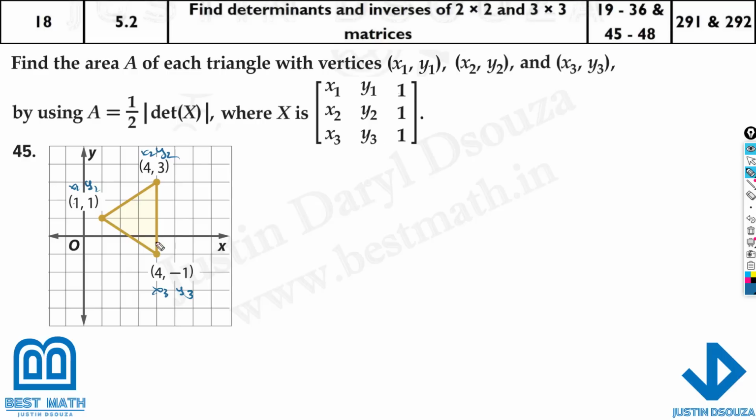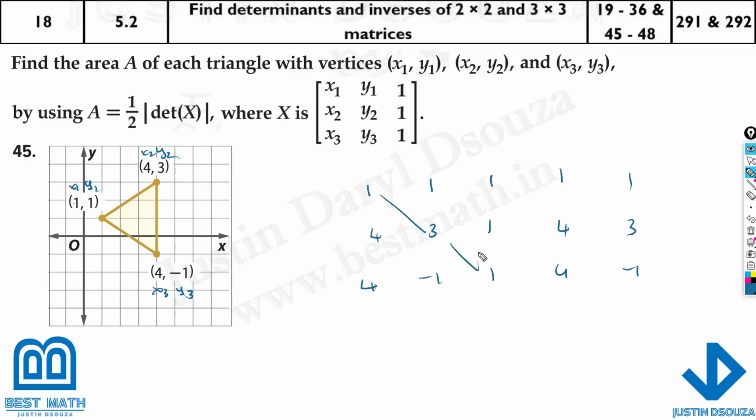I just randomly chose this because 1, 1 is simple, that's why. But you can even choose the other order, you will get the same answer. What happens is, first you need to find the determinant of this matrix. The matrix will be 1, 1, 1, 4, 3, 1, and 4, minus 1, 1. And we need to repeat it again: 1, 4, 4, 1, 3, minus 1.